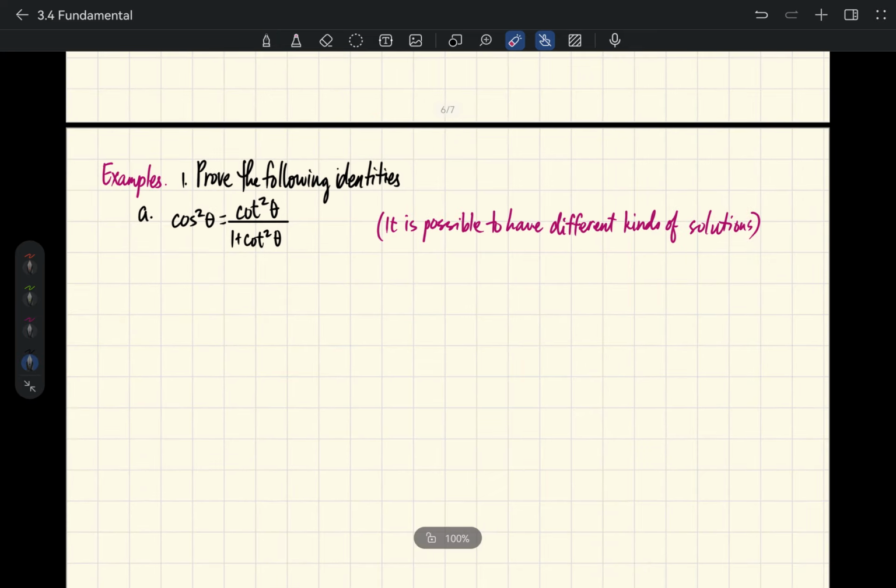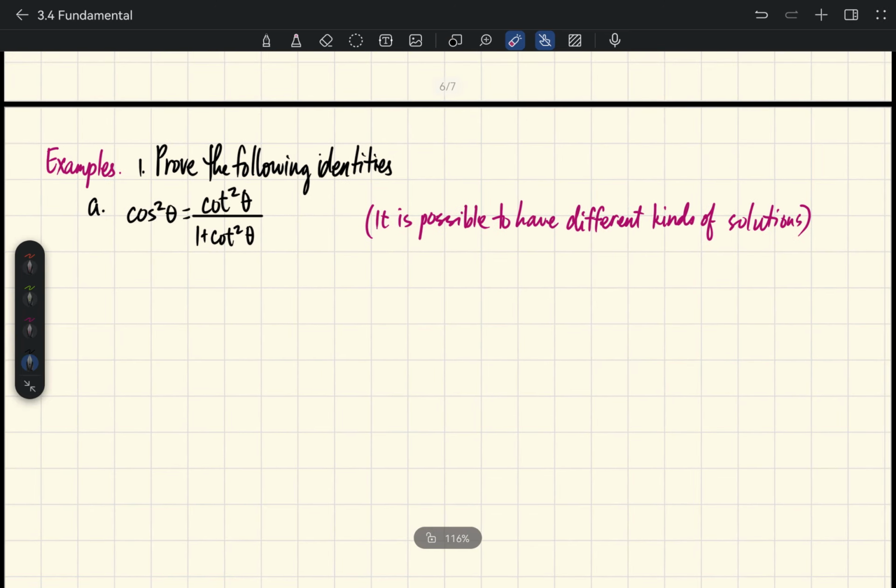So first and foremost, let's analyze what's the equation. In the left side, you have cosine squared theta, and in the right side, you have some sort of a rational expression involving cotangent theta. Since we have a lot to work with on the other side, I want to start there. So let's start with cotangent squared theta all over 1 plus cotangent squared theta. Maybe I label this as solution 1 or proof 1.